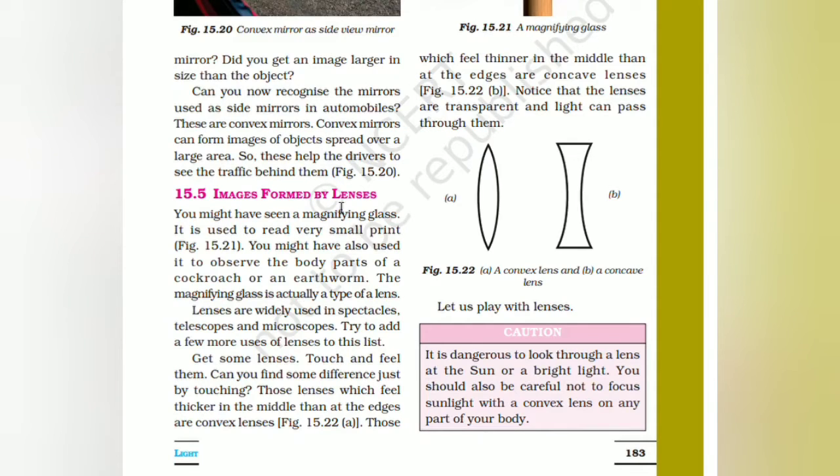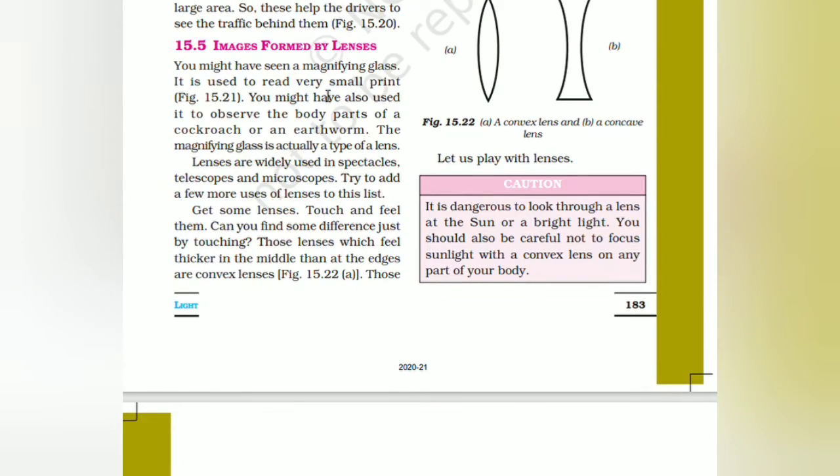Images formed by lenses. You might have seen a magnifying glass. That is, it is used to read very small print. You might have also used it to observe the body parts of a cockroach or an earthworm. A magnifying glass is actually a type of lens. These lenses are widely used in spectacles, telescopes and microscopes.